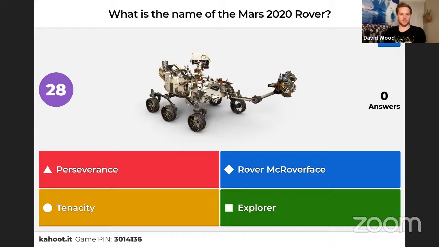Is it Perseverance, Rover McRover Face, Tenacity, or Explorer? Channeling a little bit of Boaty McBoat Face there. What have NASA chosen? Obviously, it has been a while since we've sent a rover up to the Martian surface. What's the official name that's been given that was chosen by an elementary school boy?